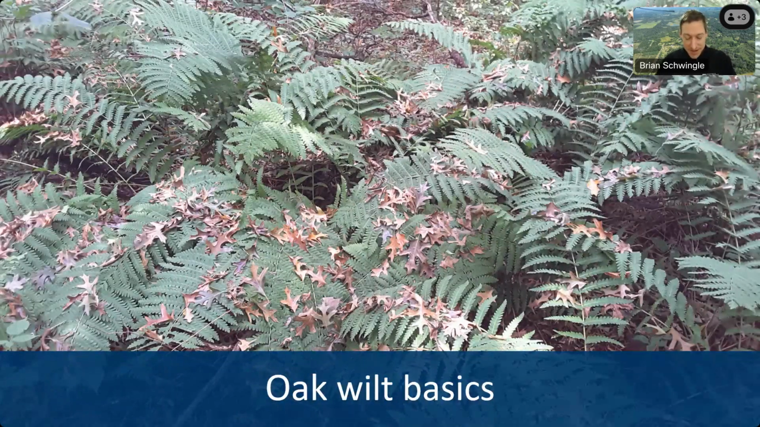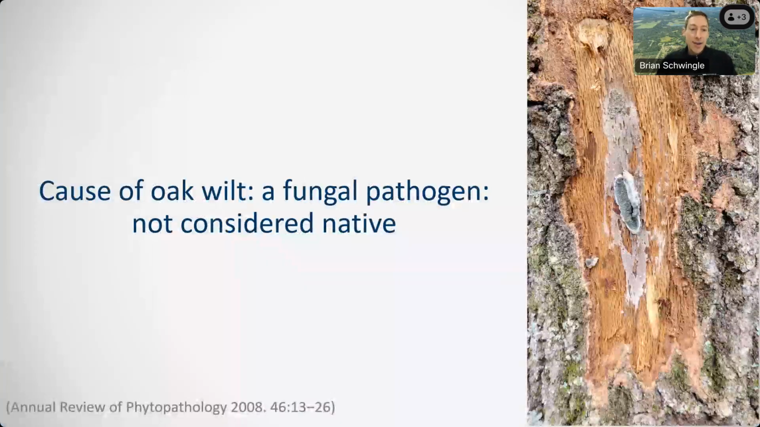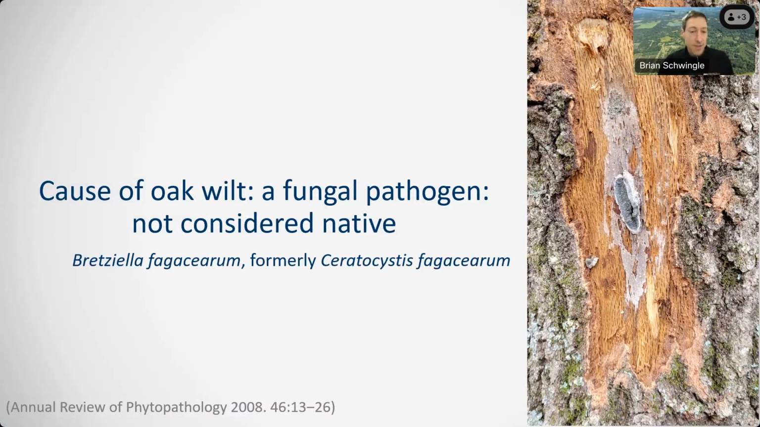On to what I'm supposed to talk about today, oak wilt basics. Okay, so oak wilt is a disease. All diseases are caused by pathogens. So of course, you can think of COVID-19. COVID-19 was caused by a virus. Oak wilt is a tree disease and it's caused by a fungal pathogen. That fungal pathogen, this is the scientific name, it doesn't have an English name, is called Bretziella fagacearum. I will refer to that as either the oak wilt pathogen or the oak wilt fungus. It's the cause of the disease oak wilt.